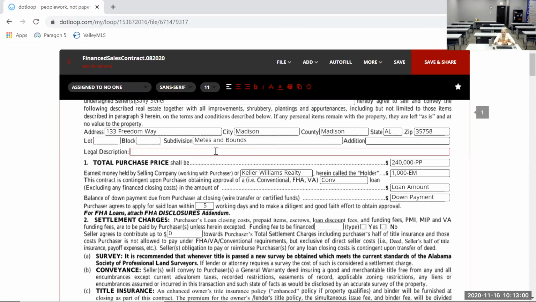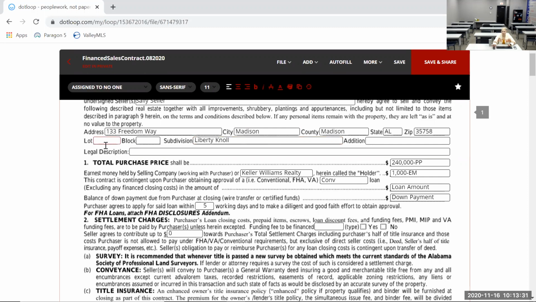Usually the legal description on a metes and bounds has all the property line on it. So it says 50 foot to the northwest of whatever corner, and then 85 foot to the east, that kind of thing. So you're either going to have a lot and block subdivision, or you're going to have metes and bounds.